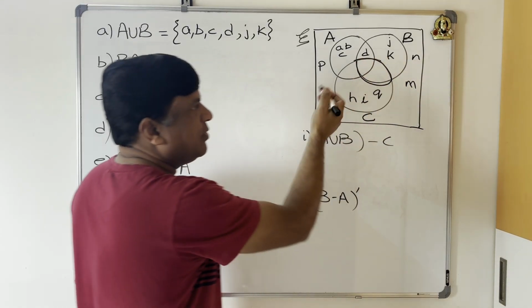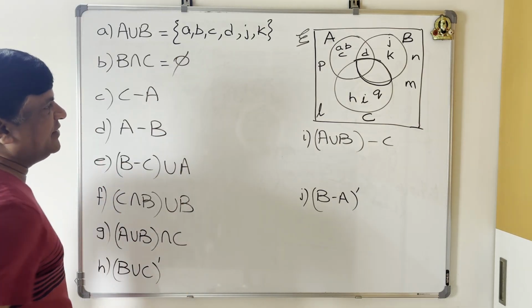This is the area they're talking about. You don't have any elements, so that's a null set.